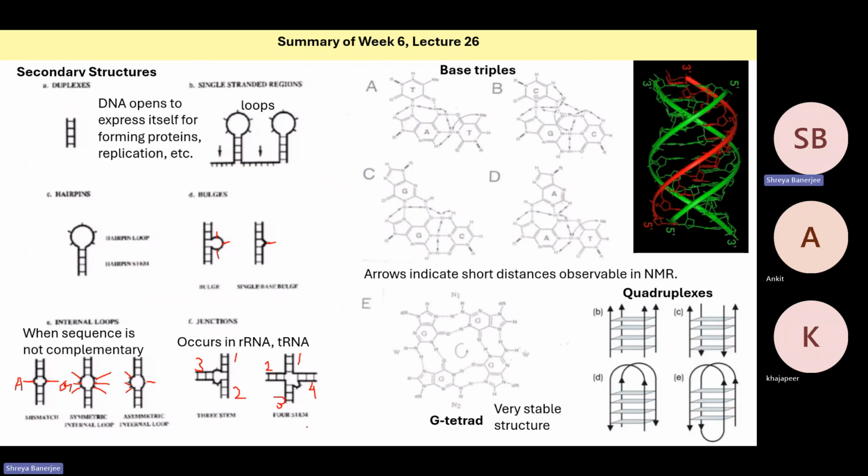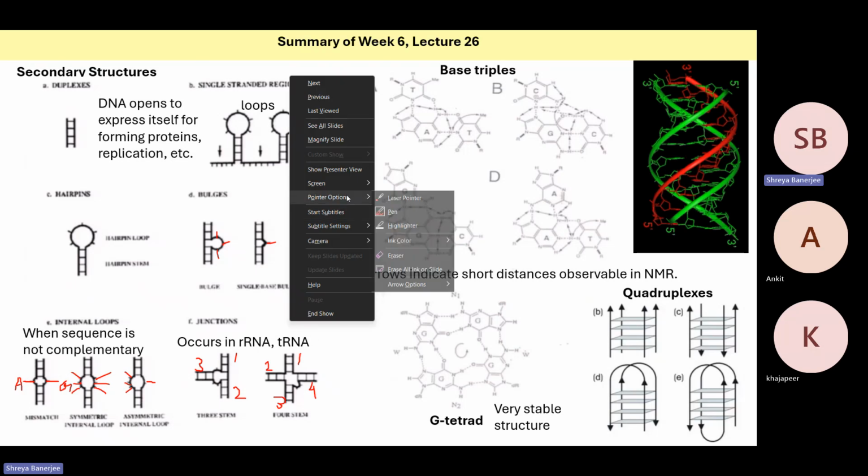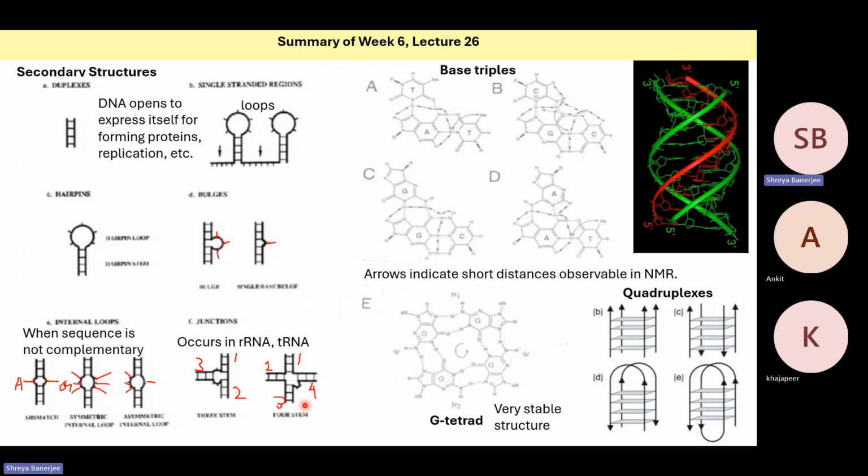These kinds of structures are generally found in ribosomal RNA or tRNA, and we are not going too much into the details of that. So far we have seen base pairing between two nitrogenous bases, which are often called duplexes. We can also have triples, where three bases come together.